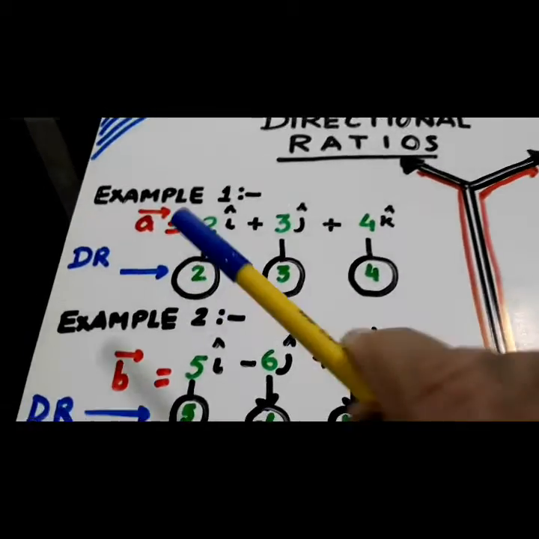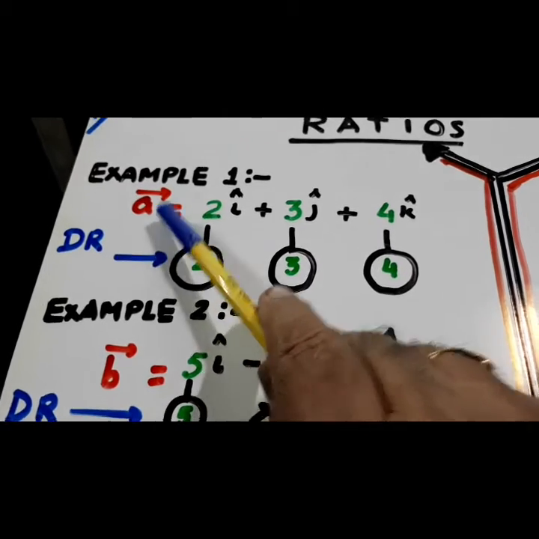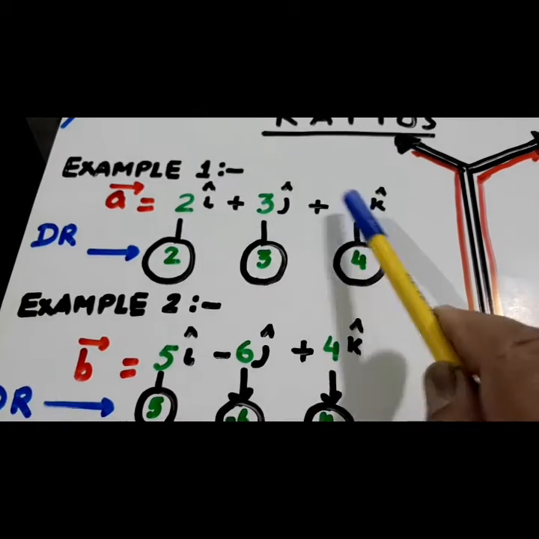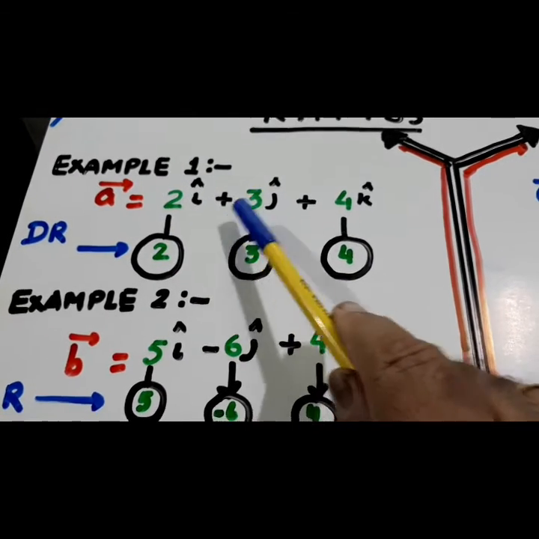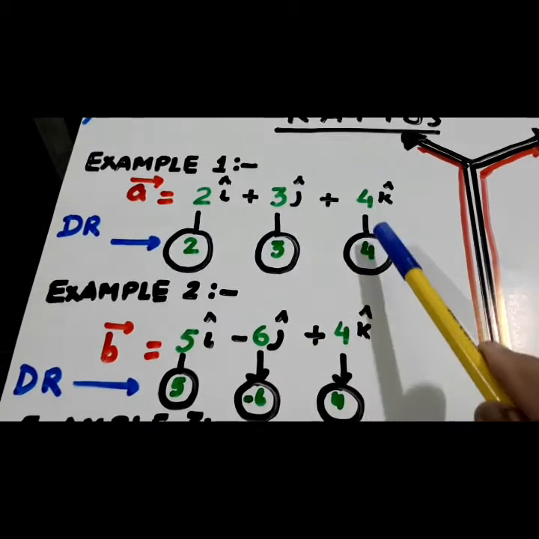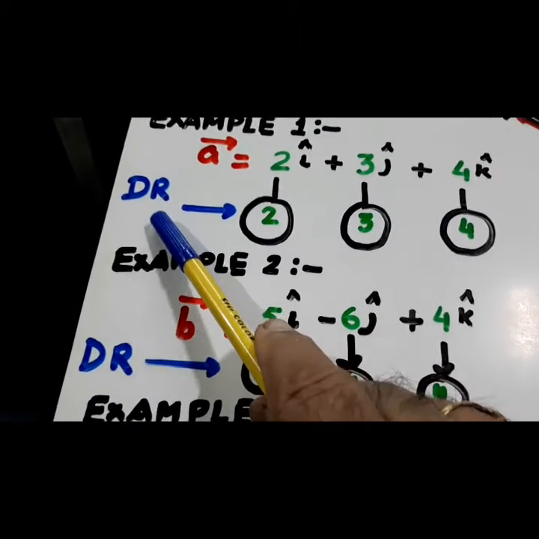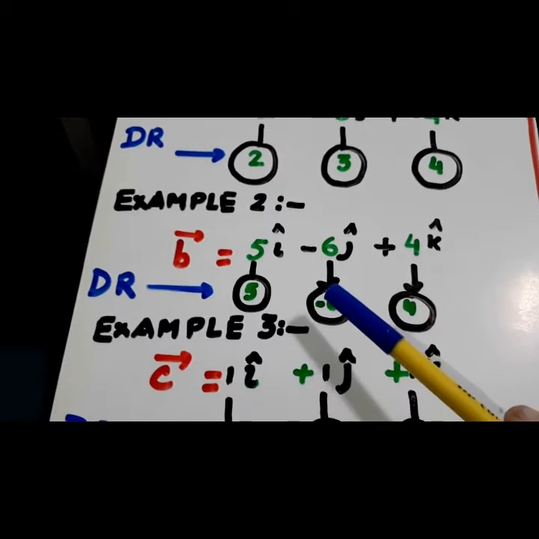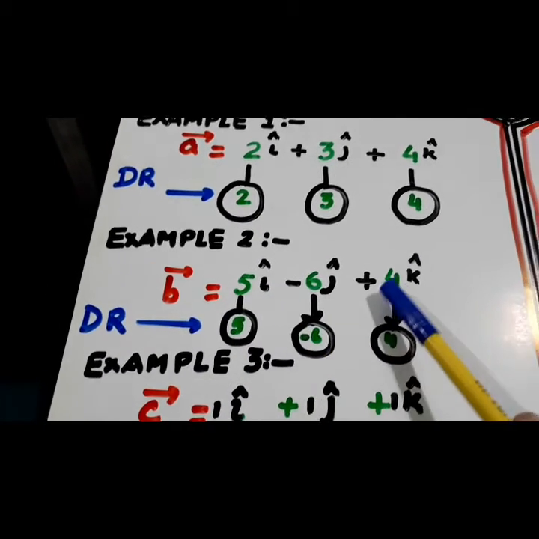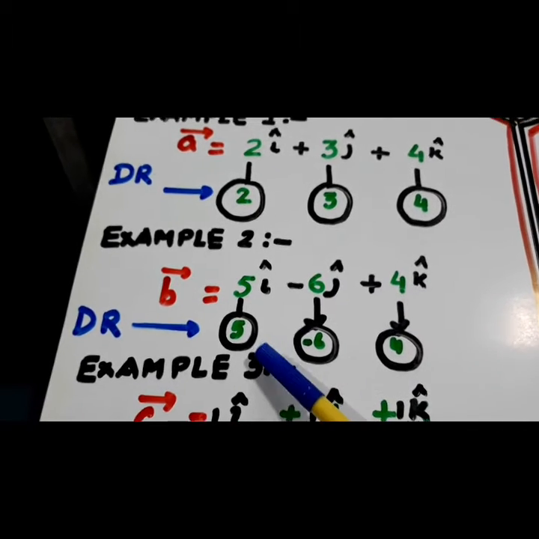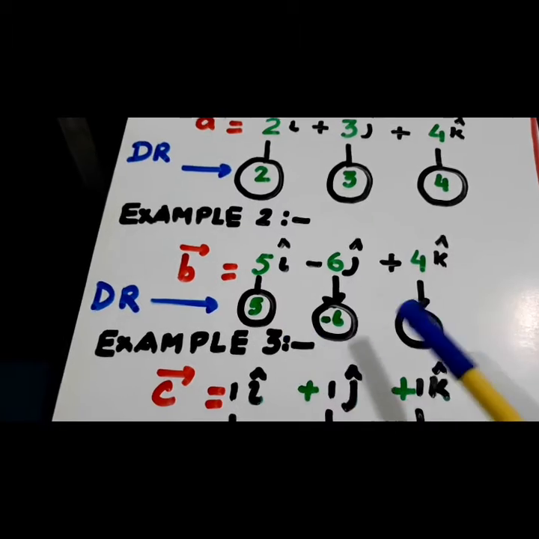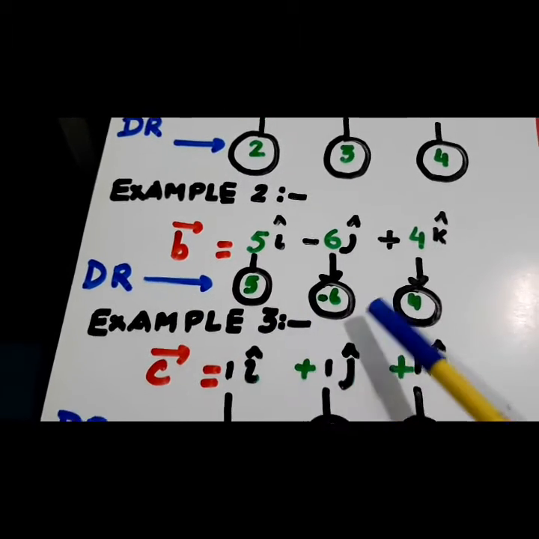Now look here, vector A is there, in red color. Its scalar components are 2, 3 and 4. So vector A is 2i, 3j, 4k. You have to take only 2, 3 and 4. These are the scalar components. They are called DR. Now let us take second example. Vector B is there. It is 5i minus 6j plus 4k. Then 5, minus 6 and 4, they are called DR. They are the scalar components.